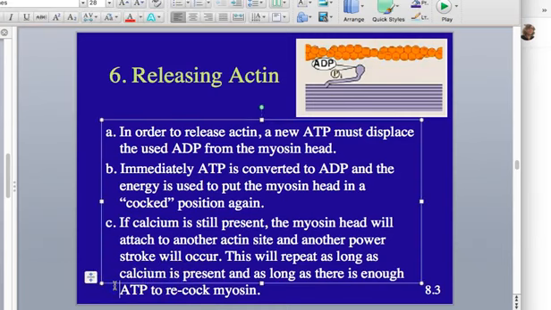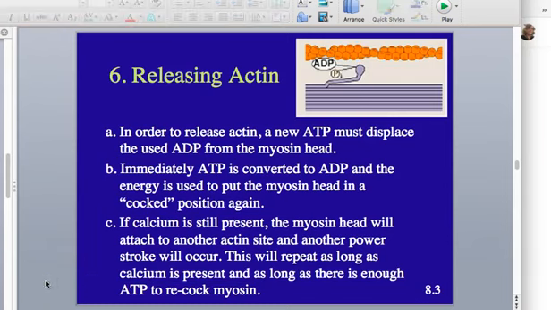and as long as there's enough ATP around to recock that myosin so it goes back into the cocked position. Okay, it's like cocking a gun and just waiting to pull the trigger is basically what's happening. Every time you have a chance to cock the gun and then wait for action, you're going to do it.